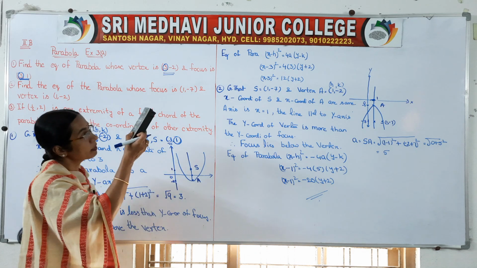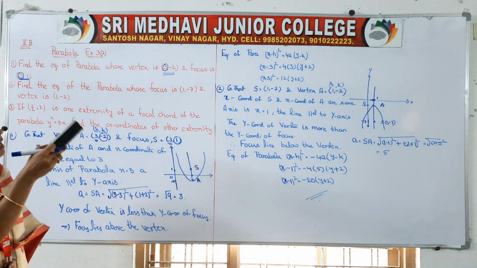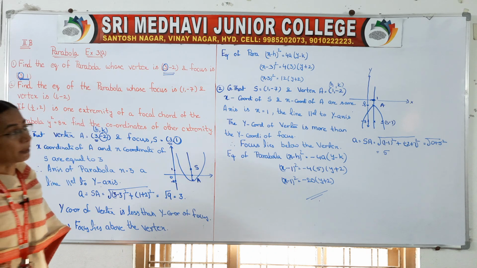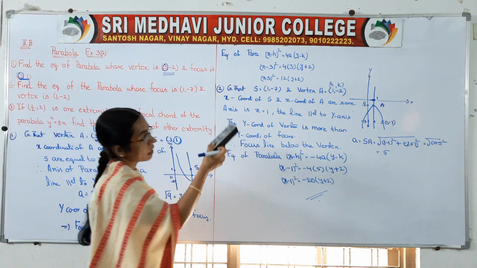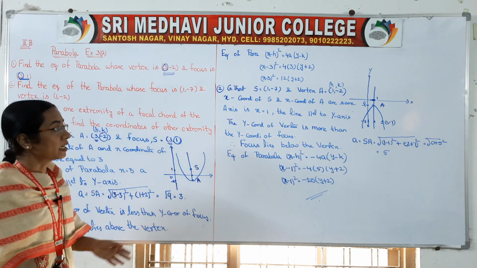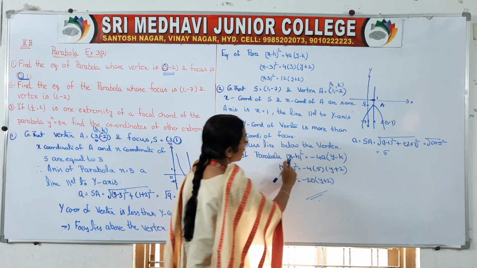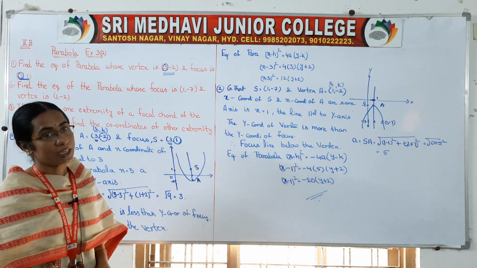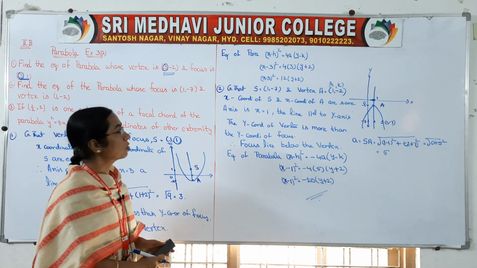the focus should be above the vertex and the axis should be parallel to the y axis, then the parabola equation is (x minus h) whole square is equal to 4a into (y minus k). And if your focus is below the vertex and the axis is parallel to y, then your parabola equation is (x minus h) whole square is equal to minus 4a into (y minus k). Okay, these are the two questions.